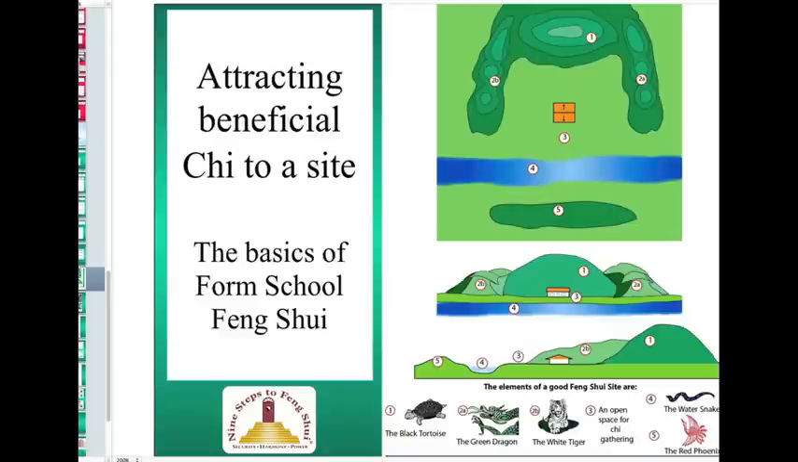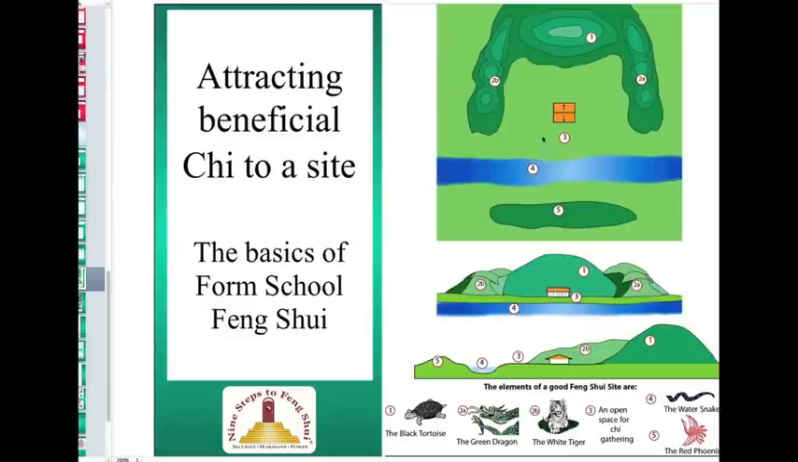In this video, we are going to be studying the basics of Form School Feng Shui. Form School Feng Shui is the oldest school of Feng Shui, which is based on looking at land formations and determining which are the best places for settlement, as well as which are the best ways to orient a building. In this graphic, this slide which says "Attracting Beneficial Qi to a Site: The Basics of Form School Feng Shui."